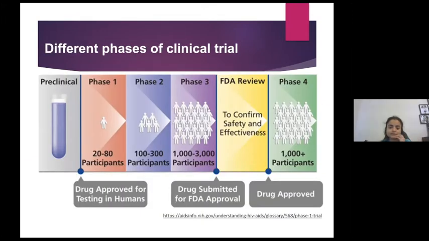This is from the NIH website. This shows the different phases of a clinical trial, and if you have been following the development of the COVID vaccines, you might be a little familiar with these phases. So I'm just going to quickly go over this.